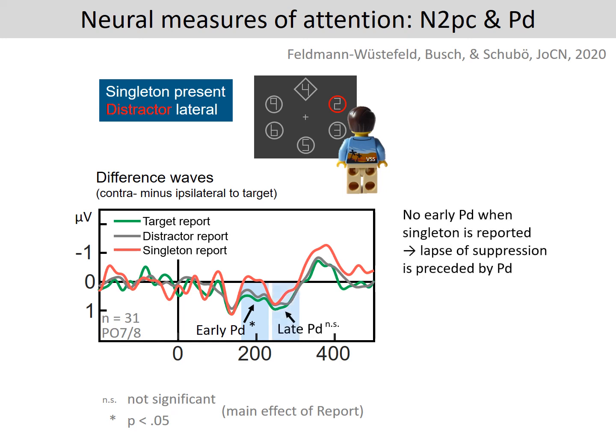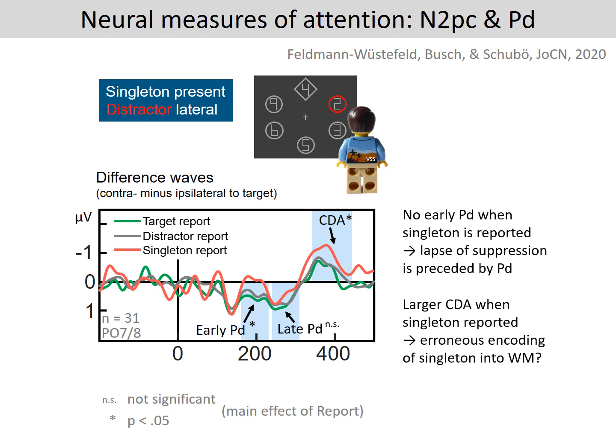In a second, later time window, the PD was present regardless of which item was reported. In sum, these results suggest that the PD might reflect the behavioral suppression that we observed. The idea being that a lack of early suppression, as evident in the absence of a PD in the early time window, results in an increased chance to erroneously attend the distractor and report its identity instead of the target identity.